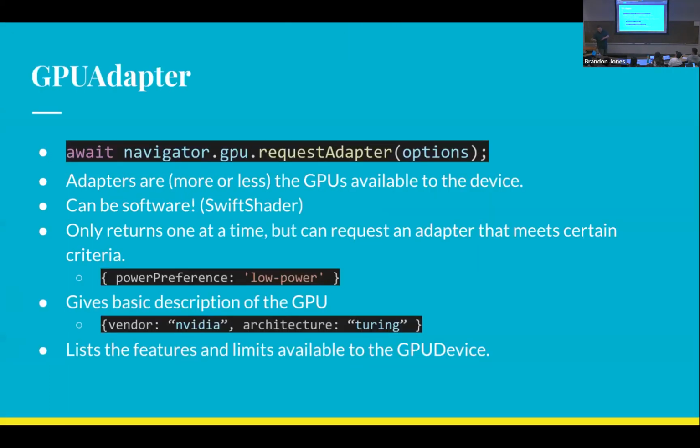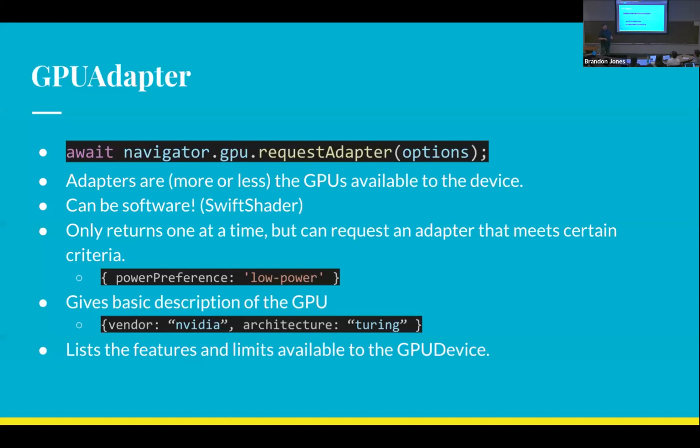So as we mentioned earlier, we start off with this thing called an adapter. You get it from navigator.gpu, and adapters are more or less a representation of the GPUs available to your system. It can be software, but you can detect if it is and avoid it if you really want to, so you can guarantee that you're always getting hardware. And we're not going to give you a whole list of the adapters that are available on the system. That's kind of a privacy thing for the web. But we will allow you to make requests about the properties of the adapter that you want.